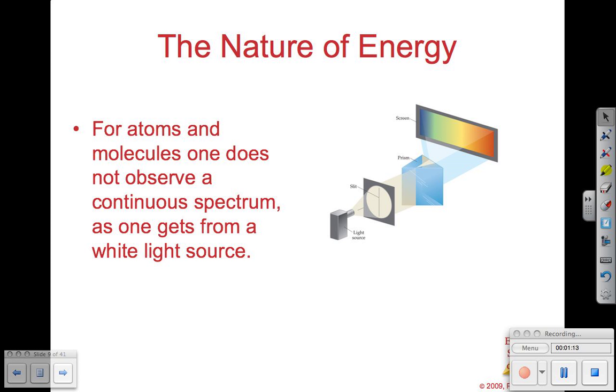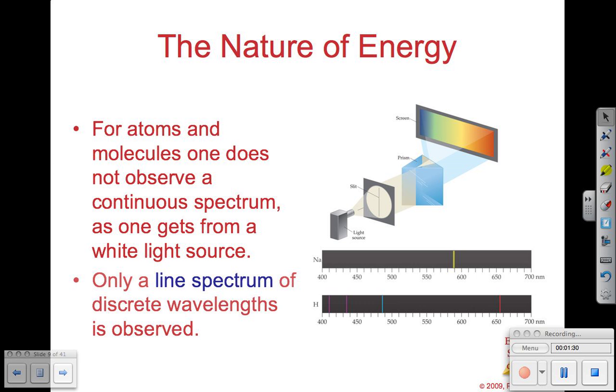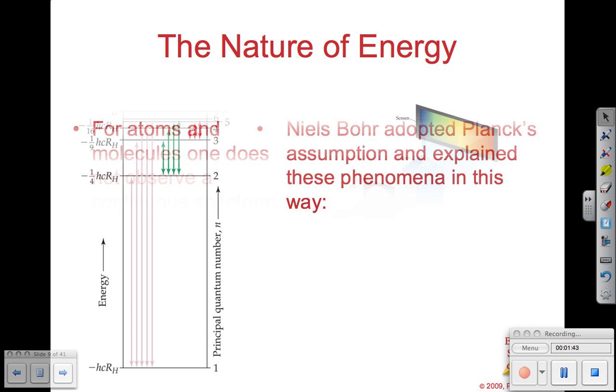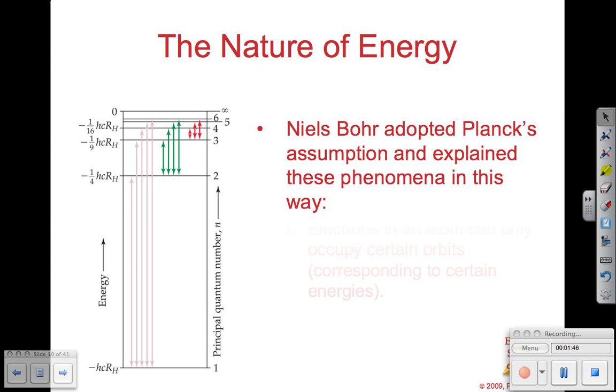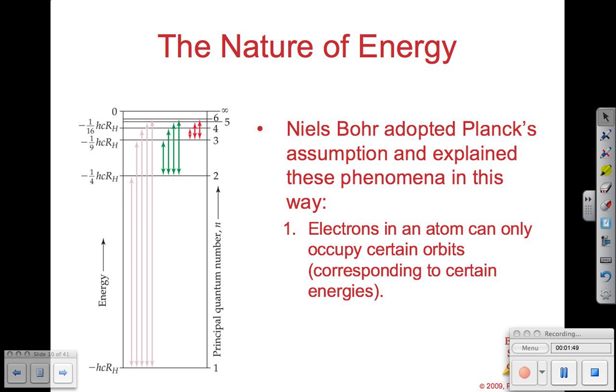But when you run electrical current through specific elements or gases of elements, it does not behave the same way. This isn't heating something up to get a full spectrum. You actually get just light at specific wavelengths, what we call a line spectrum, giving discrete wavelengths observed for specific elements. And so what this led Niels Bohr to adopt Planck's assumption and explain the phenomenon in a couple ways.